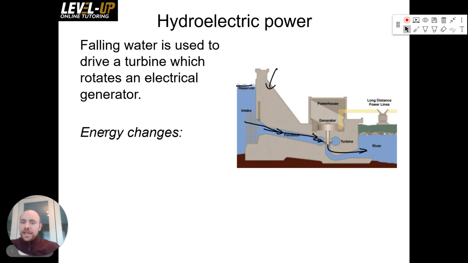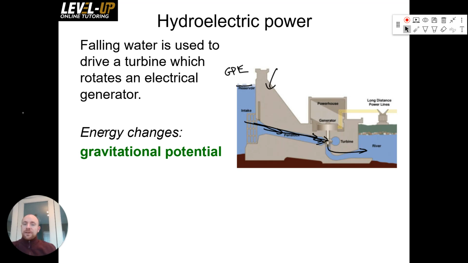So what are the energy transfers here? Well, obviously we're getting kinetic energy turning the turbine and creating electrical energy. But where does that kinetic energy come from? In this case, you could add another transfer in that there is gravitational potential energy in the reservoir, and it's falling down into the river. So you might want to say that there's gravitational potential energy to kinetic energy to electrical energy.